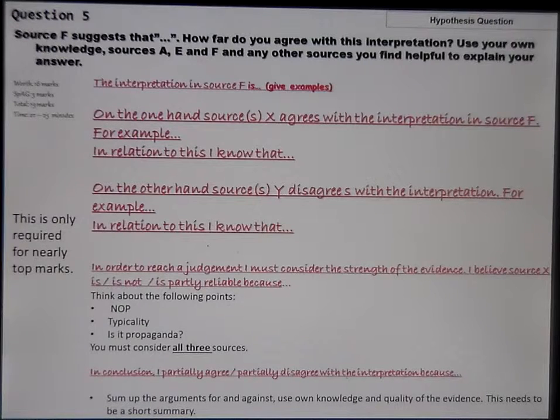So you're going to deal with whichever sources agree. And you might find one source there's a bit of agreement and a bit of disagreement. Then you've got to provide some examples from that source. So pull out of that source some direct quotes about the hypothesis, about the statement. And then you must bring in your own knowledge. You are exploring that interpretation. You've got to do this in depth.